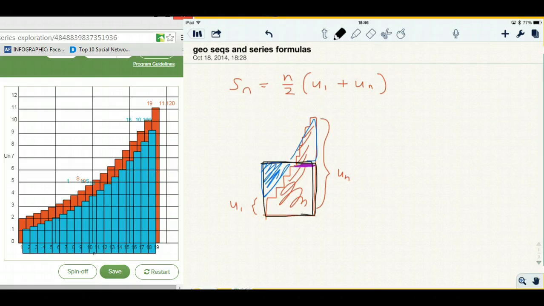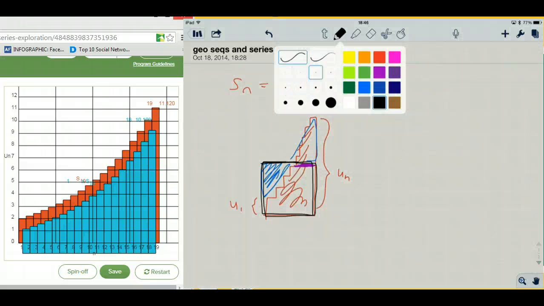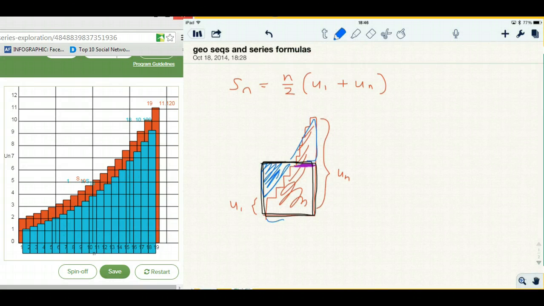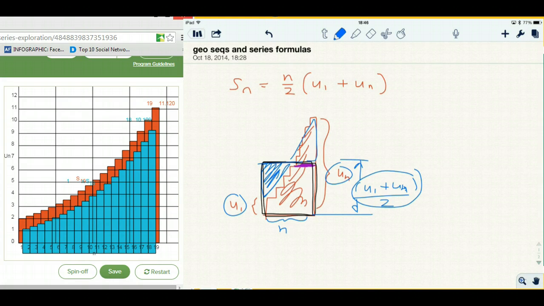about this size. And once you have it in that rectangle form, then you can figure out the area of this rectangle just by using length times width. And of course, the width here would be n, and the height here you can figure out from u1 and un. You figured out that it was the average of u1 and un, right? That this height of this rectangle would be exactly in the middle of u1 and un. And so if you multiply this height times this width together, you get the arithmetic sequence and series formula.